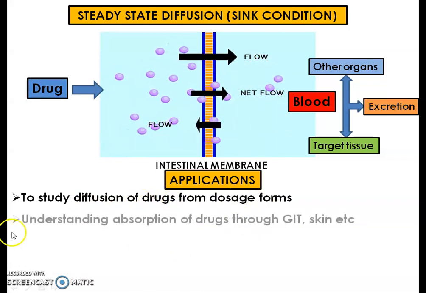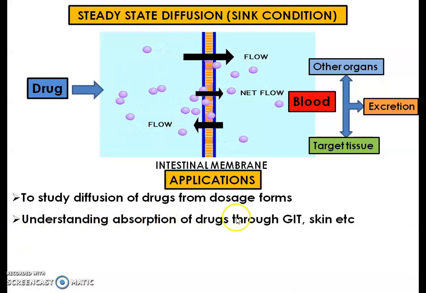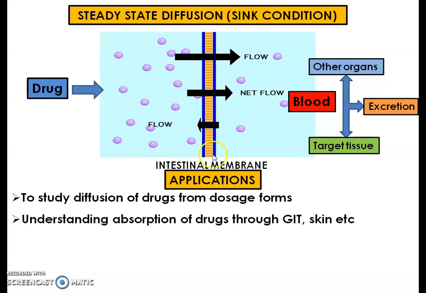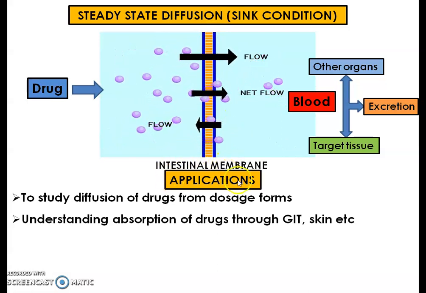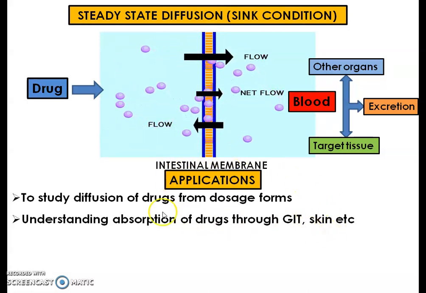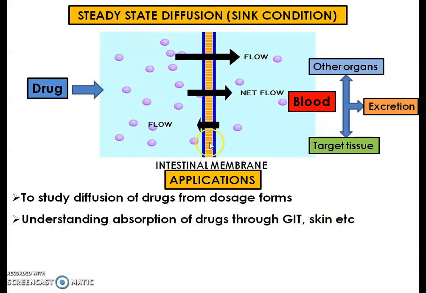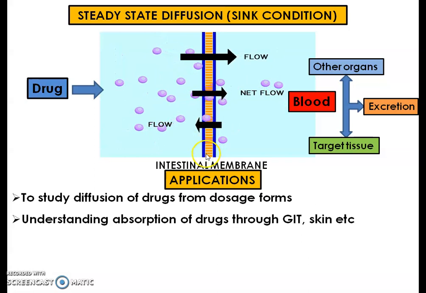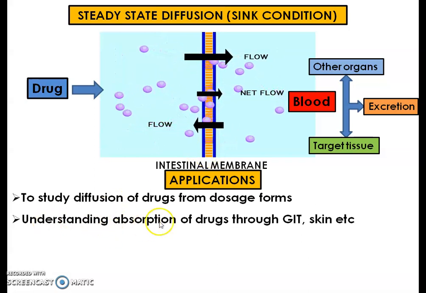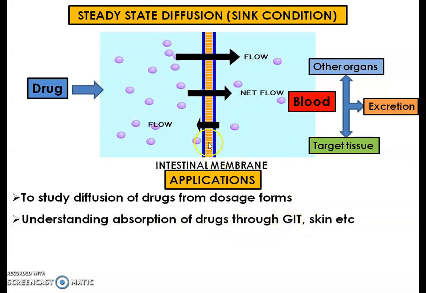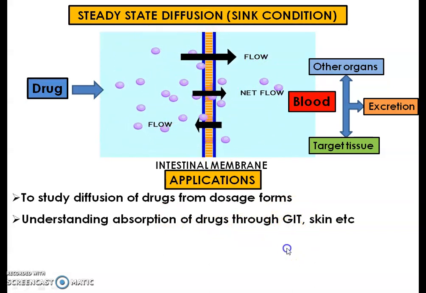Second application is understanding absorption of drug through the GIT or skin. Here in this example we have seen this membrane, for example the intestinal membrane. There may be some medicines which are applied to the skin also. So there is again this biological membrane or biological barrier. To understand absorption of drug through these membranes, we have to understand this phenomenon of diffusion.